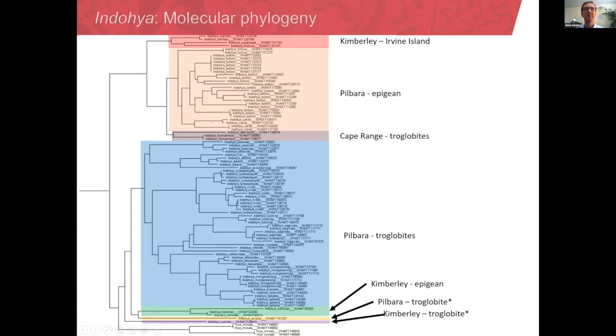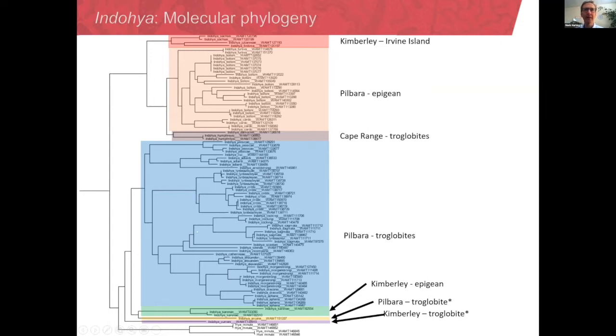You can see here, I haven't got support values on this tree, but it's a pretty well supported clade. We have a series of specimens from the Kimberley region of Western Australia, in fact all from one island. We have 3 species represented here in a clade. We have the epigean species of Indo-Hire from the Pilbara, of which there are 3 different species represented as a monophyletic clade. And that's sister to 3 troglodytic species from nearby Cape Range, which is a very interesting pattern that we weren't expecting to see.